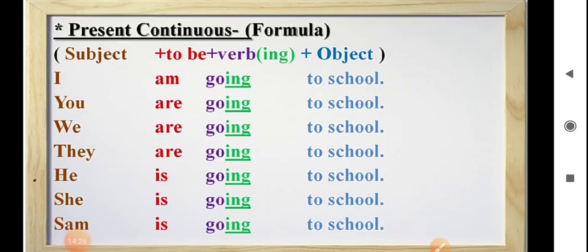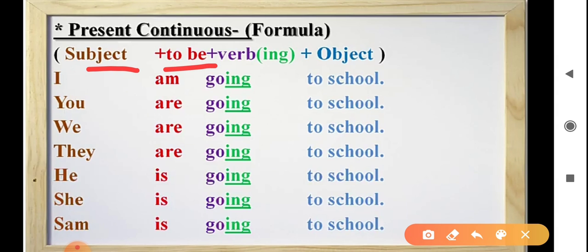Now, we will discuss the format of the present continuous tense. The format of present continuous tense is subject plus be form of the verb plus ing plus object. Now, what is the be form of the verb? Is, am, are, was, were are called be forms of the verb. As it is present continuous tense, that's why we use is, am, are.